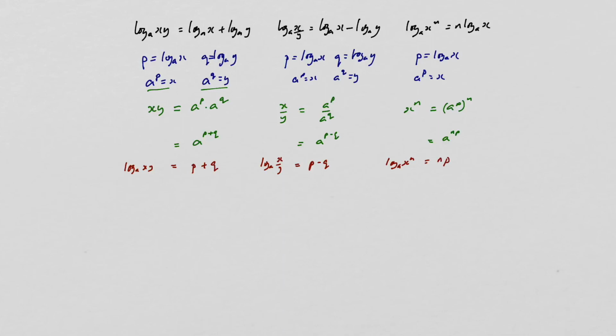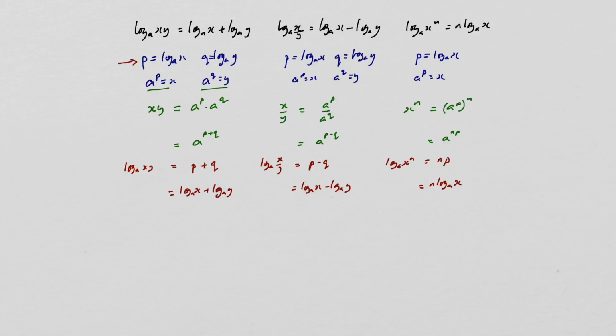And now all that remains is to go back to this line and replace our p's and q's. And of course we must always mind our p's and q's, children. So we have log base a of x plus log base a of y. Here we have log base a of x minus log base a of y. And here we have n times log base a of x.